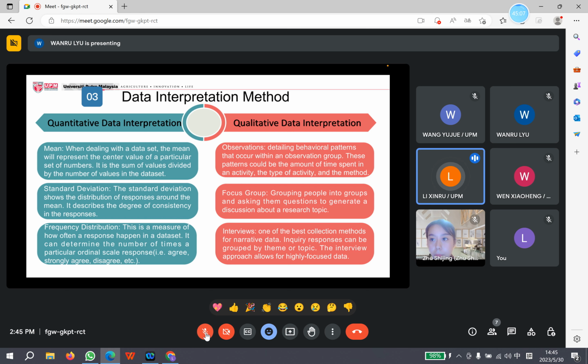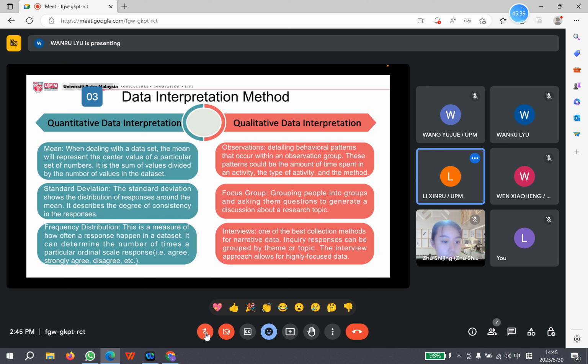It includes the quantitative data and the qualitative data. The quantitative data is divided into three parts. The first one is mean. When dealing with a data set, the mean will represent the center view of a particular set of numbers.